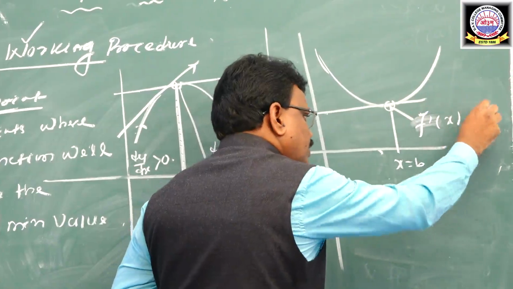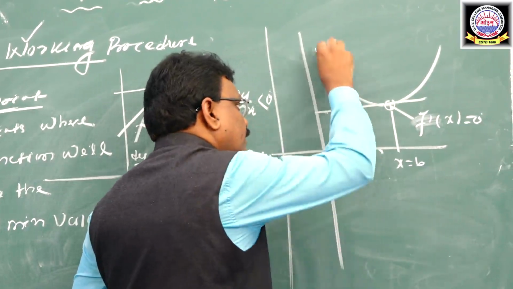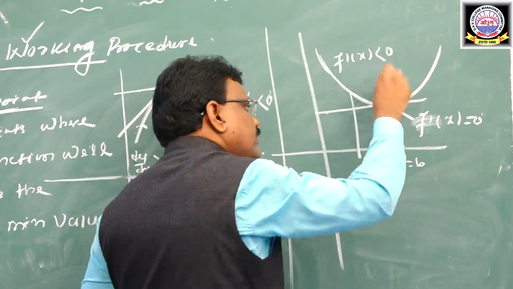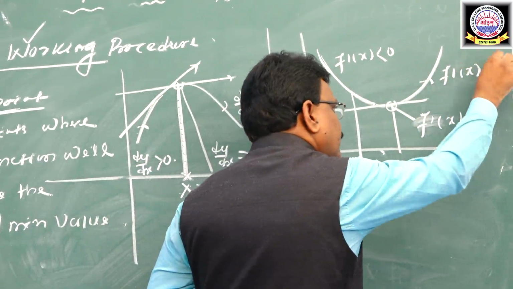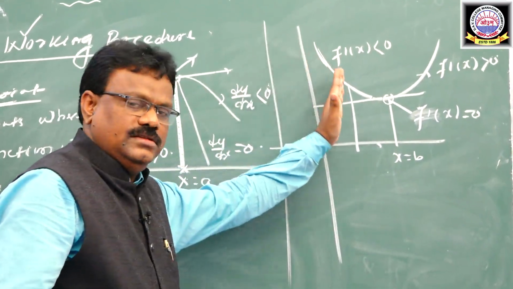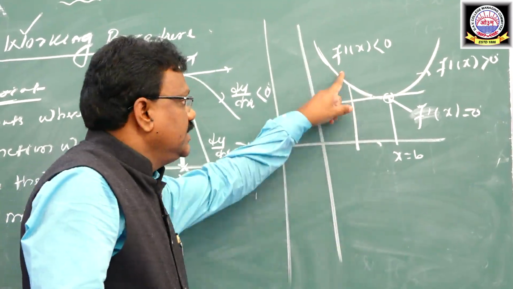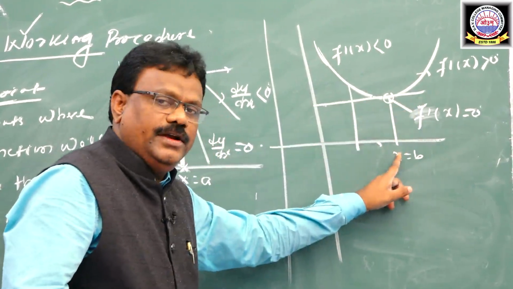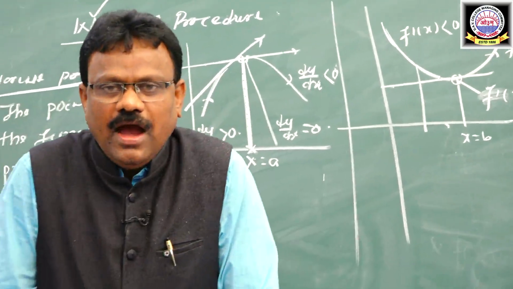f dash x is equal to 0 here. So the derivative is 0 here, and here the function is decreasing. So the derivative of the function is less than 0, and after that it is increasing, the derivative of the function is greater than 0. That means if the derivative of the function changes from negative to positive through the extreme point, then that extreme point will be a local minima.